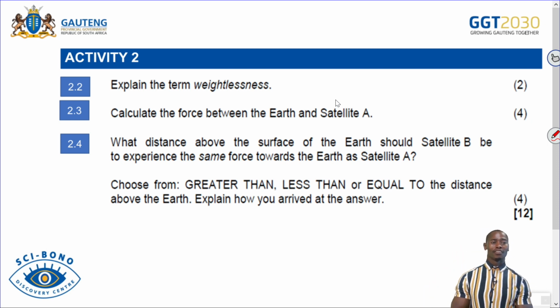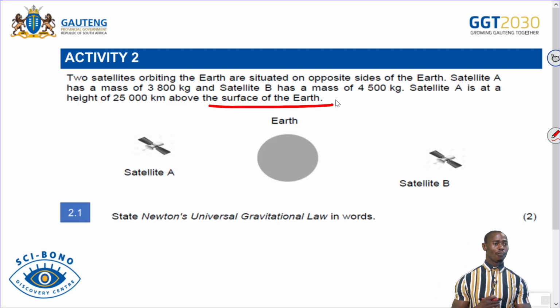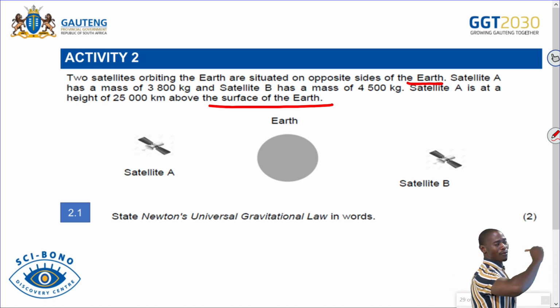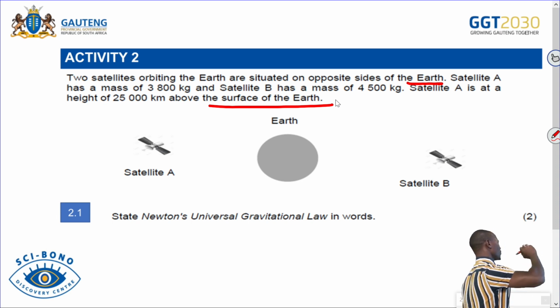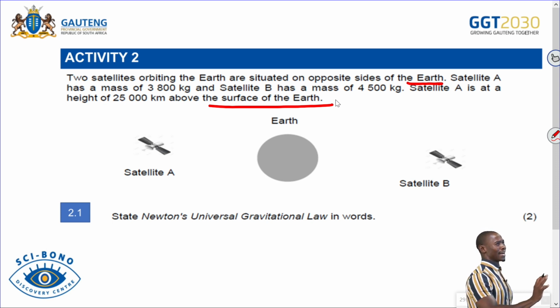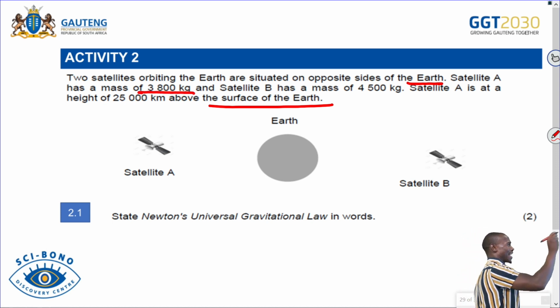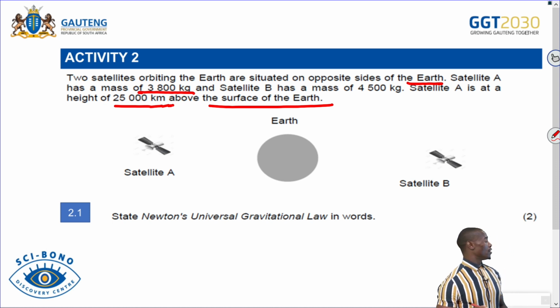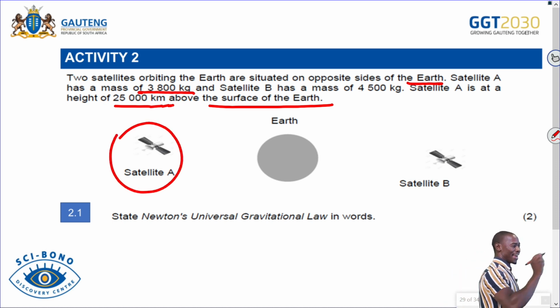All right. Calculate the force between the Earth and satellite A. Let's go back to the statement. The equation, obviously, will be F equals G m1 m2 over r squared. We know the mass of the Earth from the data sheet. We are given the mass of the satellite. The two satellites orbiting the Earth are situated on opposite sides of the Earth, as you can see in the diagram. Satellite A has a mass of 3,800, and the distance is at a height of 25,000 kilometers above the surface of the Earth. So now the focus is this satellite and the Earth.